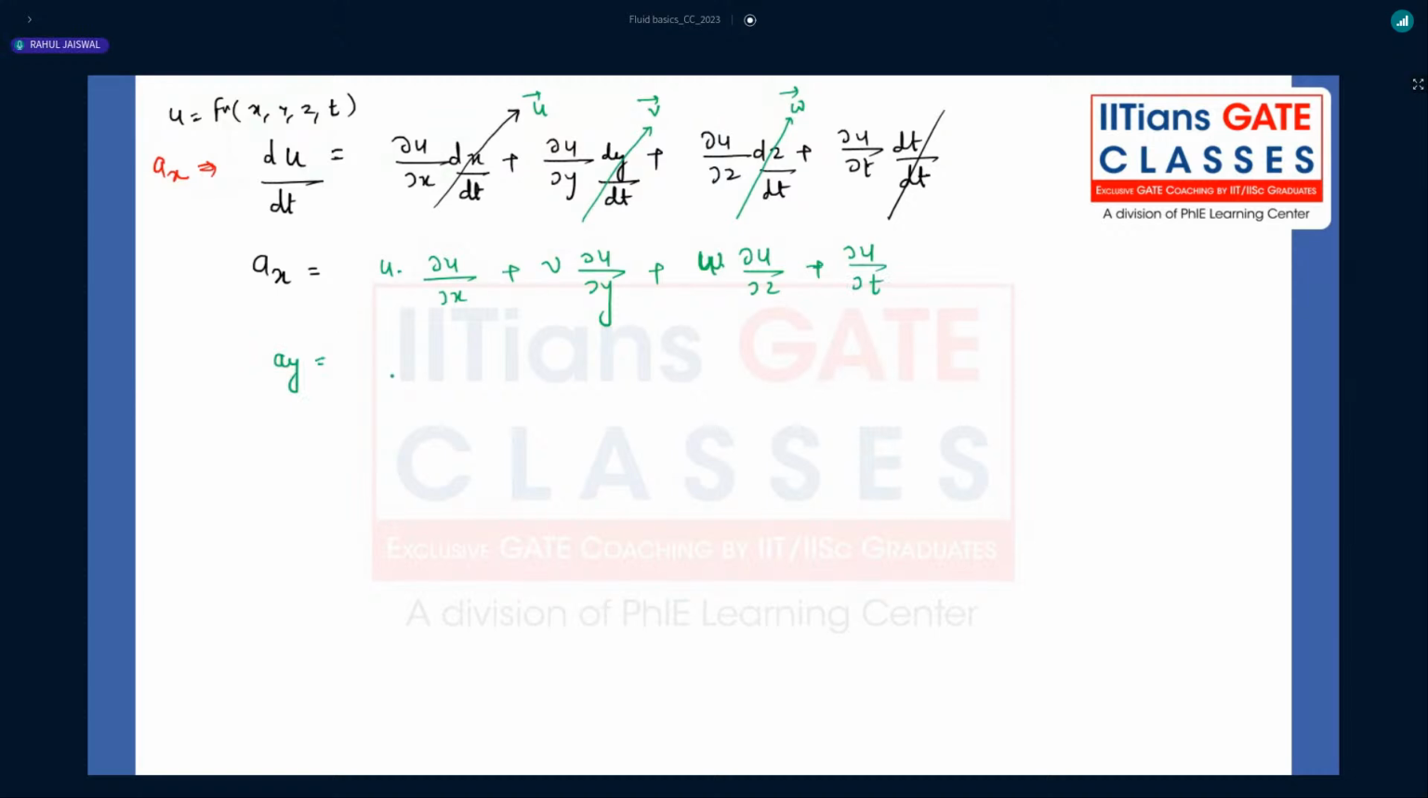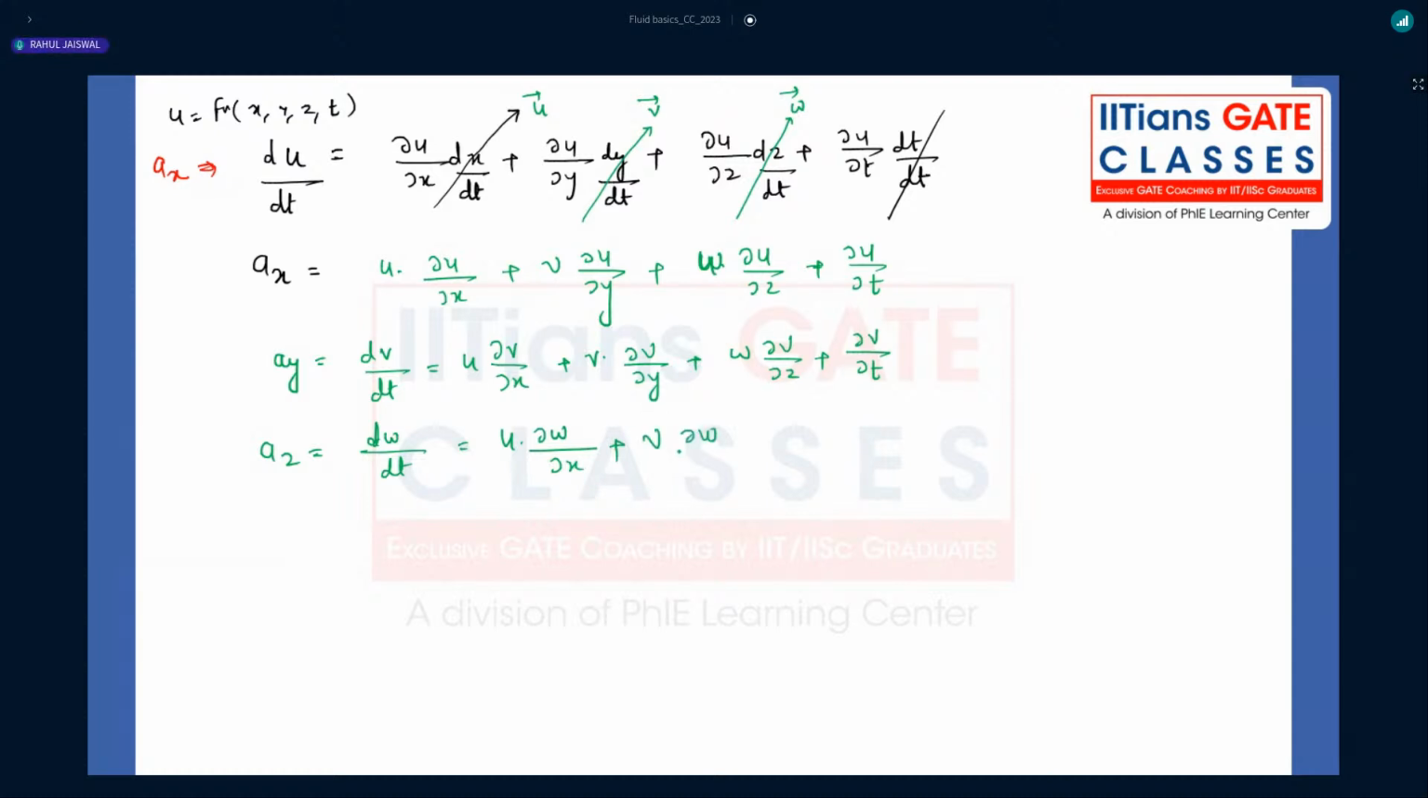Similarly, ay can be written as dv by dt. Once again, the total differentiation of dv will be dou v by dou x into dx, and dx divided by dt is again u, plus v into dou v by dou y, plus omega into dou v by dou z, plus dou v by dou t. Az can be written as d omega by dt, which is u into dou omega by dou x, plus what we can write?